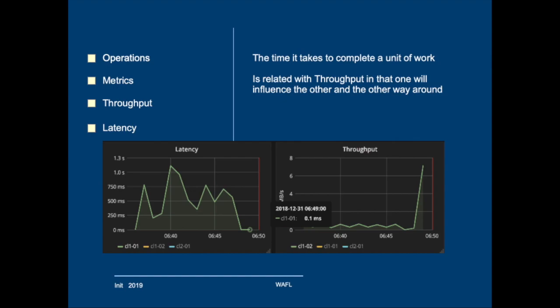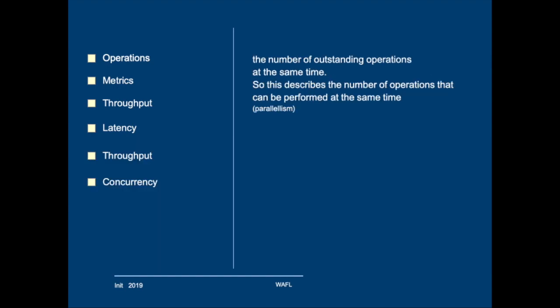When you look at this graphical picture, which is from NABox by the way, you see that an increasing of the one will decrease the other. Then we have something which is called concurrency. Concurrency is the number of outstanding operations at the same time. So this describes the number of operations that can be performed at the same time.